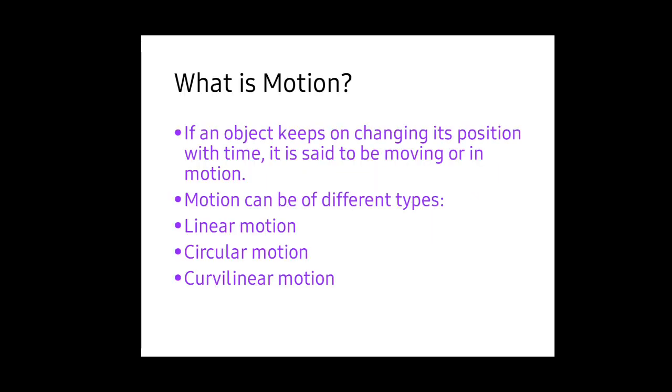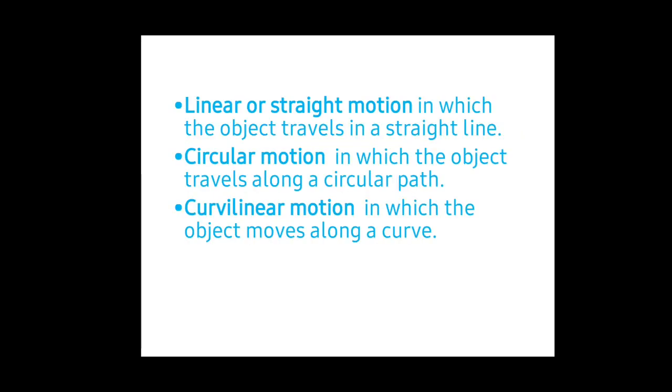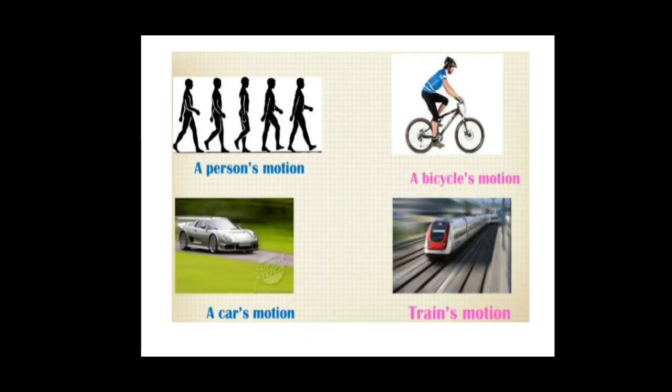If an object keeps on changing its position with time, it is said to be moving or in motion. Motion can be of different types like linear motion, circular motion and curvilinear motion. Let us see detail about each motion. Linear or straight motion is one in which the object travels in a straight line, circular motion means it moves in a circular path, and curvilinear denotes that it moves in a curved line. Here are some examples of various motions.